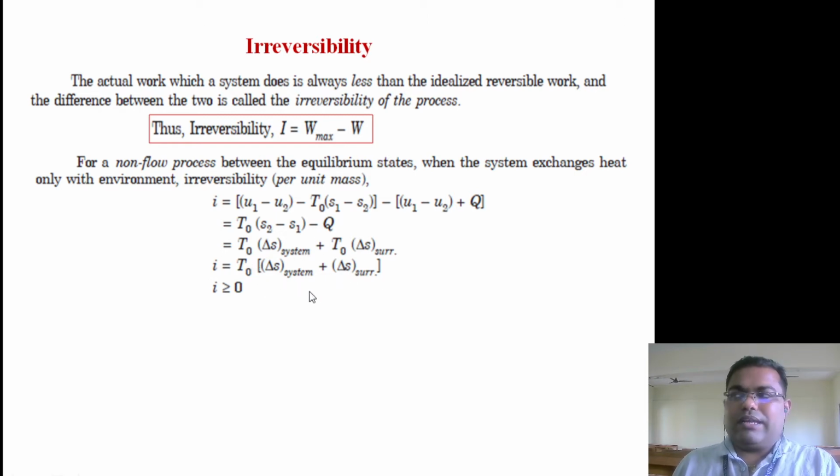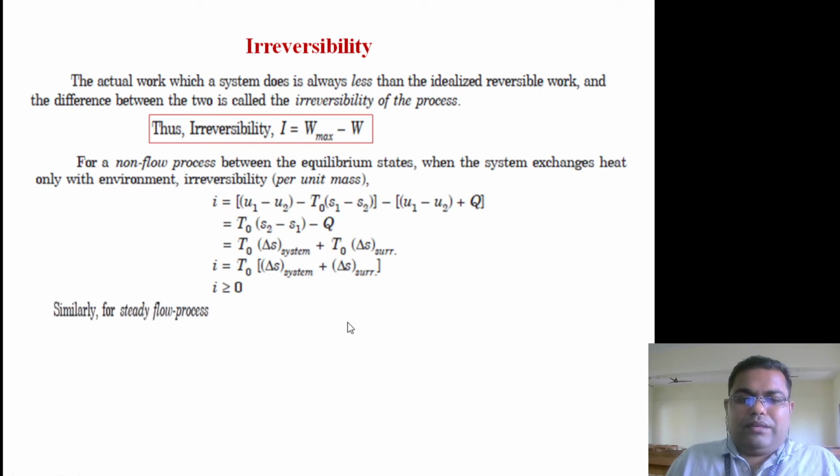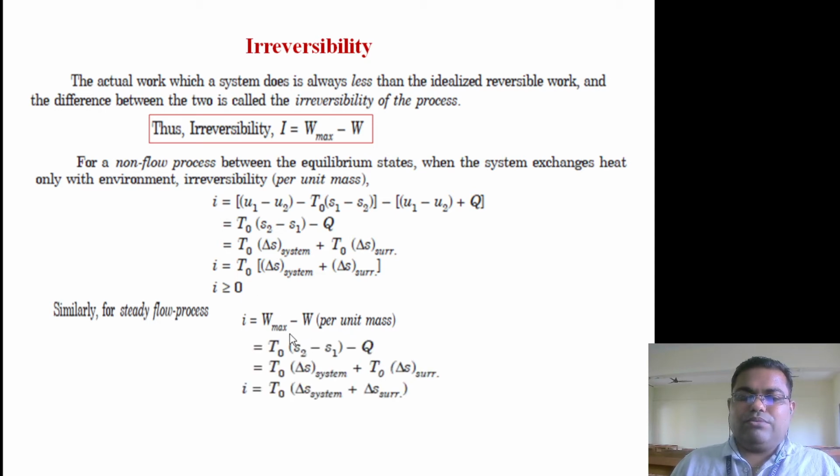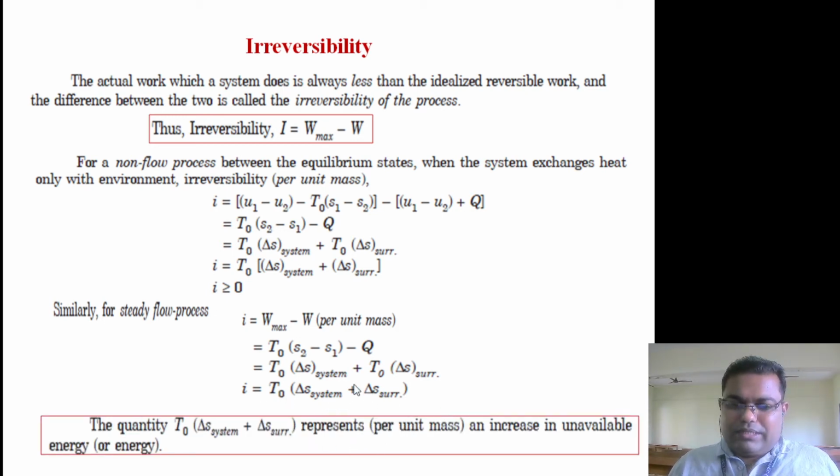So whenever you are calculating, as per the second law, you know that the change in entropy of the universe will always be greater than or equal to zero. So irreversibility will also be greater than or equal to zero, because that statement follows. Similarly, for steady flow processes, we can write W max minus W per unit mass. So this W max is T naught (S2 minus S1), and W will give us Q. So we'll get almost the same sort of formula at the end, that is I equals T naught delta S of universe.